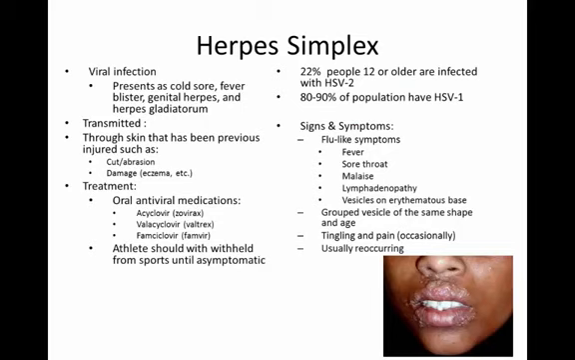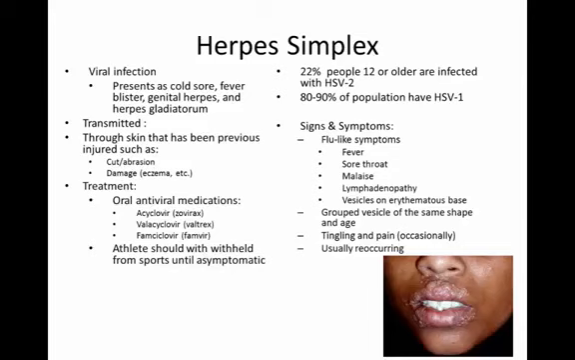Herpes simplex is a viral infection. It presents as cold sores, fever blisters, genital herpes, and herpes gladiatorum. It is transmitted through skin that has been previously injured, such as cuts, abrasions, and damage. Treatment includes oral antiviral medication, including acyclovir, valacyclovir, and famciclovir. Athletes should be withheld from sports until they are asymptomatic.